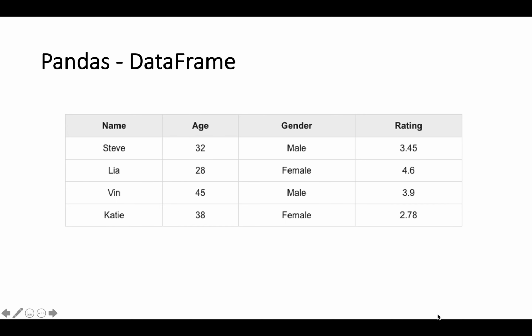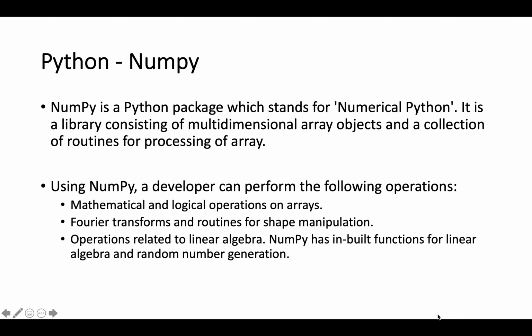A pandas DataFrame is two-dimensional. It is different from a Series, which is one-dimensional. A DataFrame is a two-dimensional array. For example, here is a table with name, age, gender, and rating. The table represents the data organized in a DataFrame. The data is represented in rows and columns, where each row corresponds to a person.